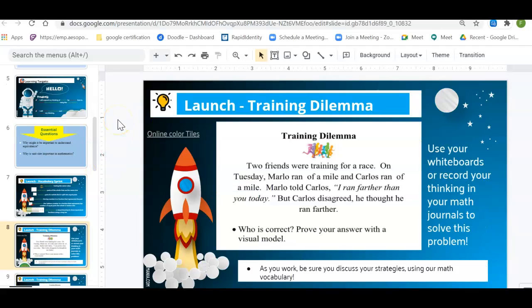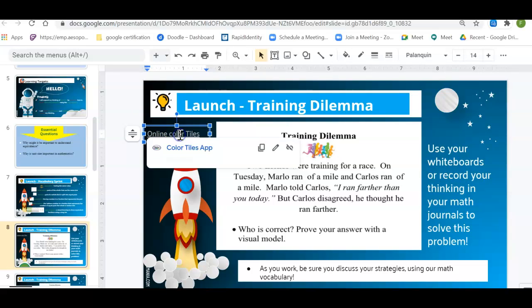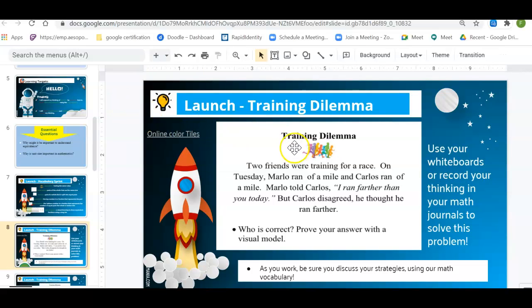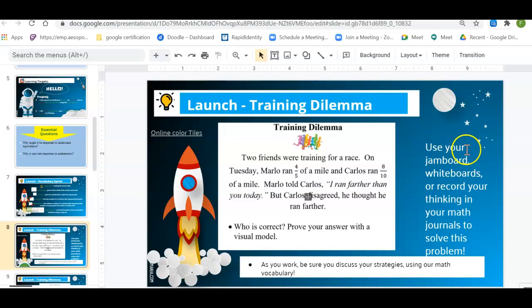All right, for our next slide here, guys, we have a different scenario that we're going to work on. And for this one, you can use your whiteboards, or you can use your math journals, or you can use the online color tiles right here by clicking on this one, okay, to help solve it. I'm going to read it first and we can kind of go over it. 2 friends were training for a race. On Tuesday, Marlo ran, and I've got to fill in the actual. Okay, so I've added this to a Jamboard. So you're actually able to use a Jamboard, whiteboard, or your notebook to solve this.